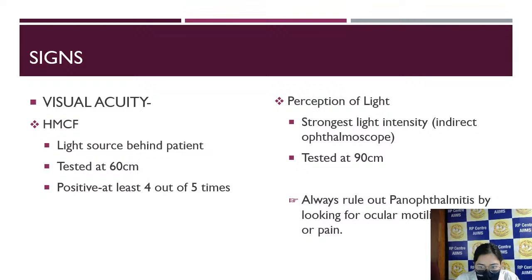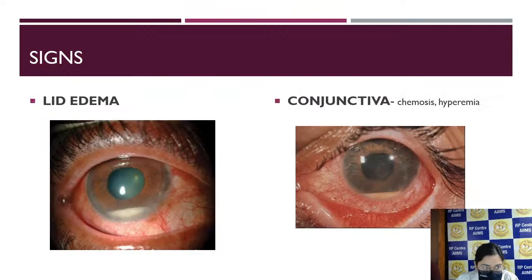The perception of light is checked with the strongest light intensity available, that is usually an indirect ophthalmoscope, and it is tested at 90 centimeters. One point to be noted is we should always rule out panophthalmitis by looking for ocular motility limitation or pain.